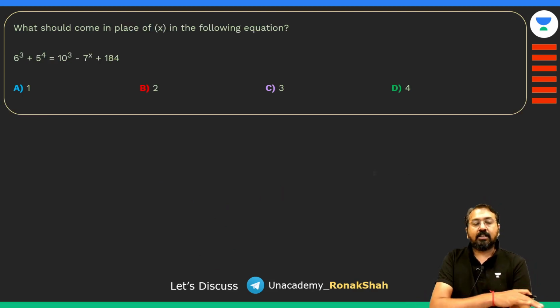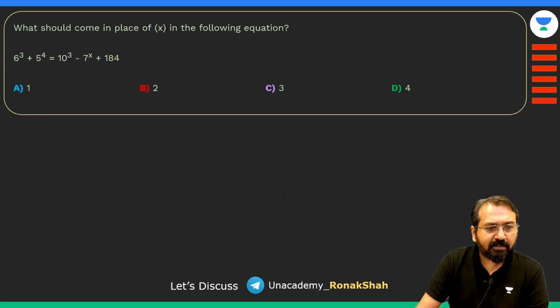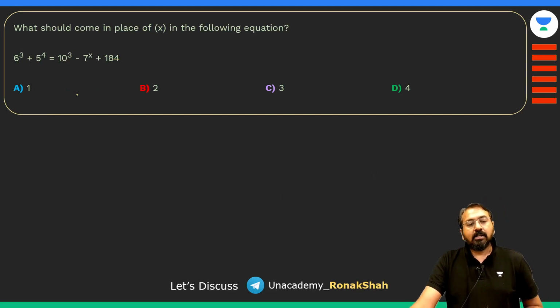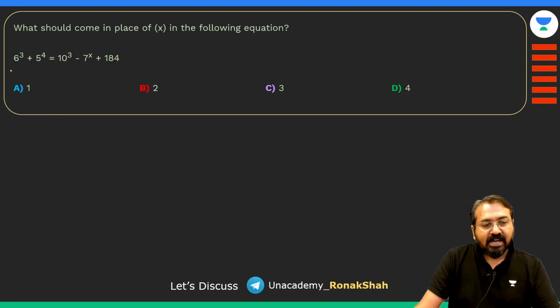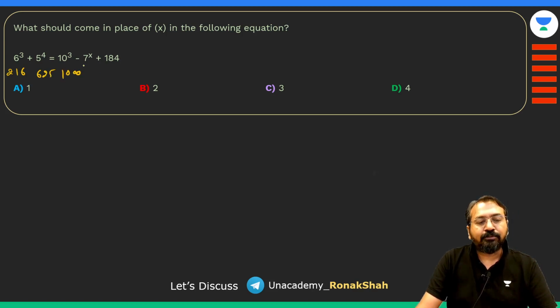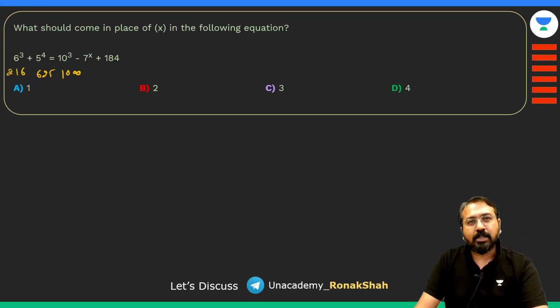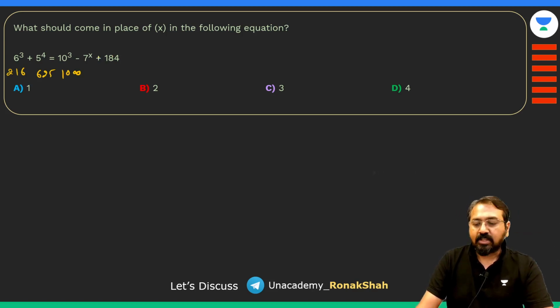But let's look at another question. Now this question may require some calculation. So you can either write the values. For example, this is 216, this is 625, this is 1000, and then you can subtract 184 out of that, and it will get converted to some power of 7. So that's one way of doing.